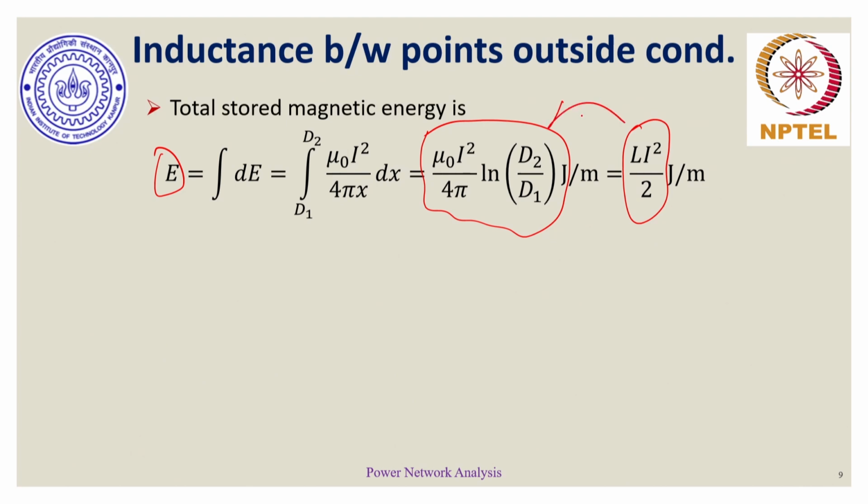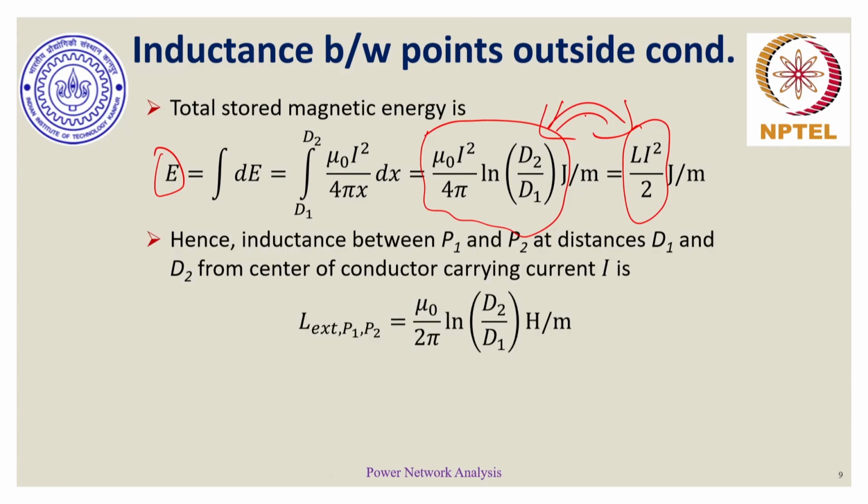From here, if we try to find the expression for L, the inductance between points P1 and P2 outside the conductor at distances d1 and d2, which are more than r, then we have this natural log expression as the entire external inductance between points P1 and P2. So we have got to know that this is our external inductance due to external magnetic flux lines.